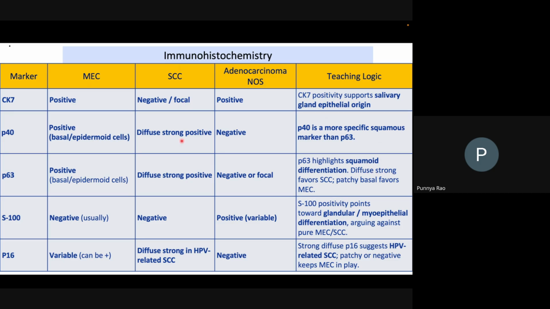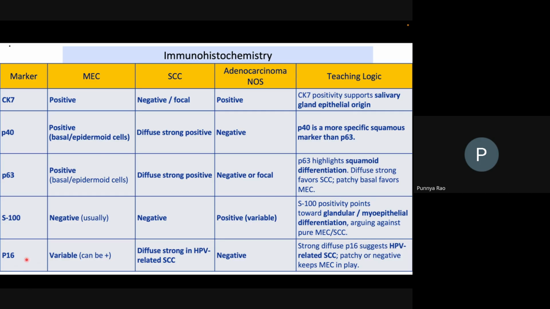P40 and P63 are more squamoid markers. Usually in SCC, you will have diffuse strong positivity. In a MEC, you can have positivity, but only in the epidermoid cells. In adenocarcinomas, not otherwise specified, they will be negative. S100 marks myoepithelial cells. In MEC, it is usually negative. In SCC, negative, but in adenocarcinomas, usually positive.